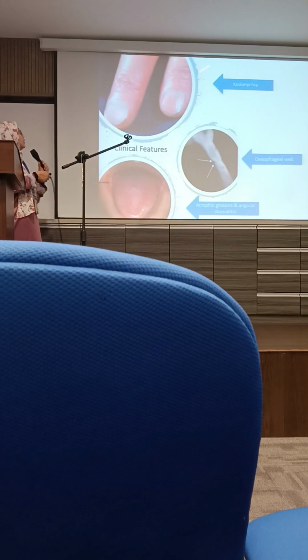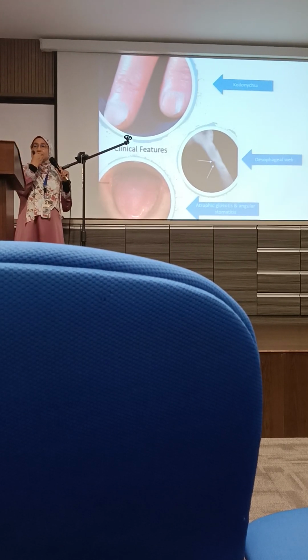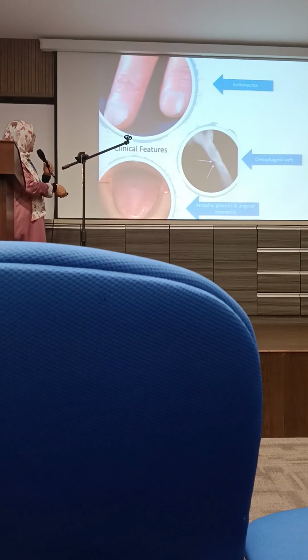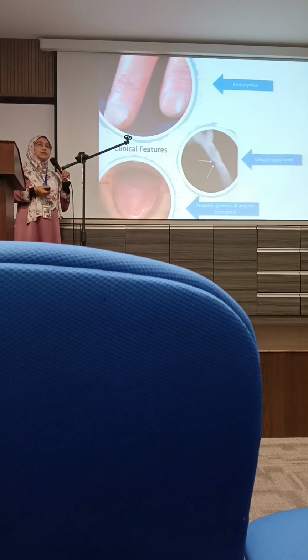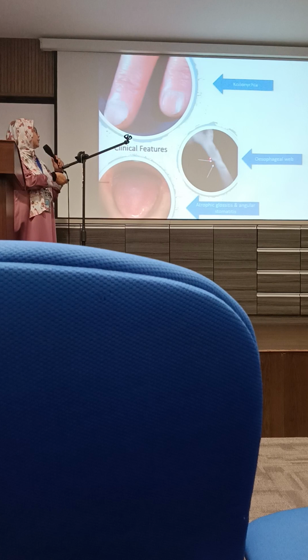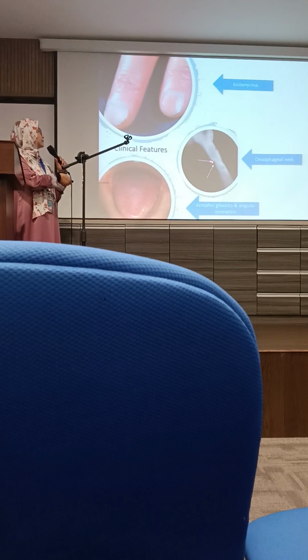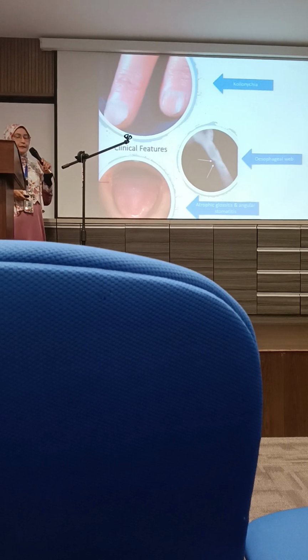Okay, so this is koilonychia. Boleh nampak ke? Kuku dia. So this is koilonychia. This is atrophic glossitis. Dia nampak raw. The tongue looks raw. And you have lesion at the angle of the mouth. That is angular stomatitis. And this is the esophageal web. You nampak macam ada stricture at the esophagus. Ni dia buat barium study lah.